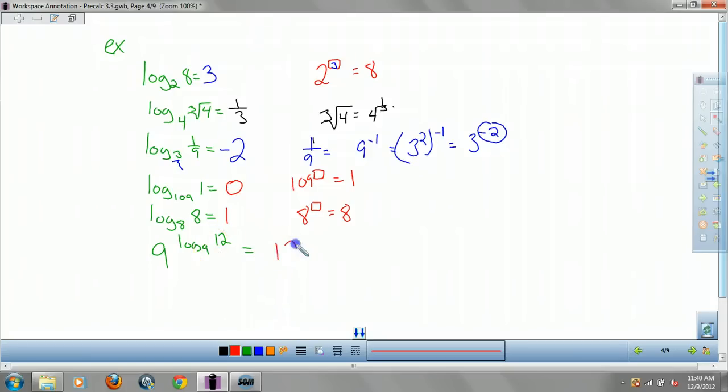Now this one's our good old rule. These kind of cancel and you just get 12. Okay? Halfway there.